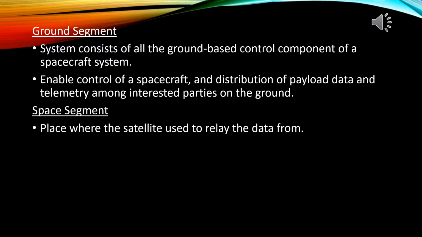There are two separate segments. First is a ground segment and second is space segment. Ground segment is a system that consists of all ground-based control components of a spacecraft system. Enable control of a spacecraft and distribution of payload data and telemetry among interested parties on the ground. The space segment is a place where the satellite used to relay the data from.